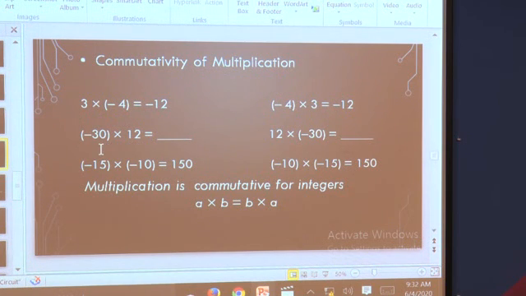One more example we will see here is a negative integer, that is minus 30 multiplied by a positive integer or whole number, 12. What will be the answer here? Yes, it is minus 360. What will be the answer here? It is the same. But what have I done? Yes, I have changed the place of 12. I have written first 12 and then multiplied by minus 30. So, here also I got minus 360.